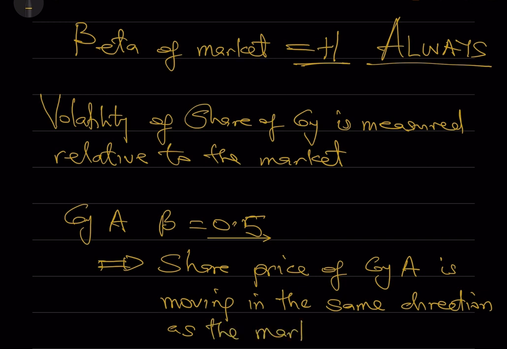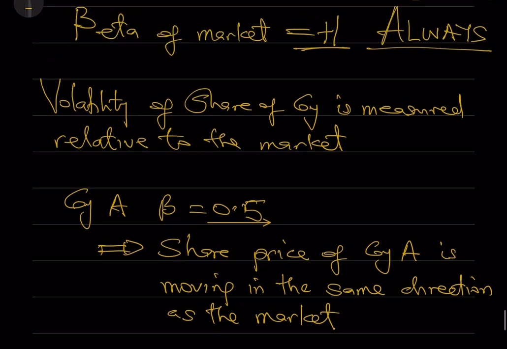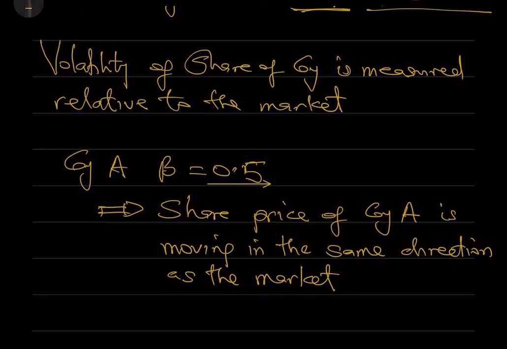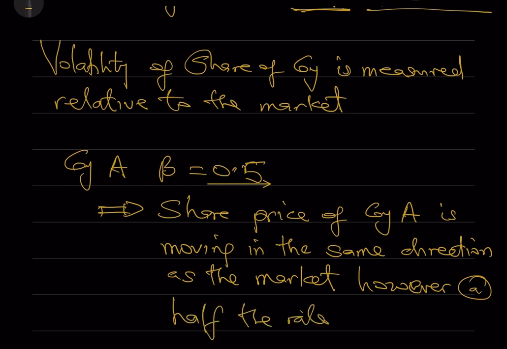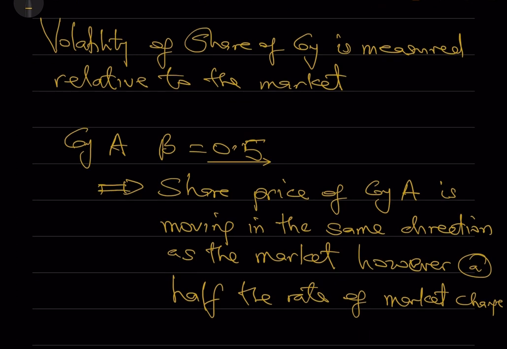But guess what? Because it's 0.5 and our market is always 1, however, it's moving at half the rate of market change. So it's not moving at the same speed, at the same rate the market is changing, but half. If the market is changing at 10%, the company will change at 5%. That's what it means. If the market is changing at 15%, the company will change at 7.5%, half, right?